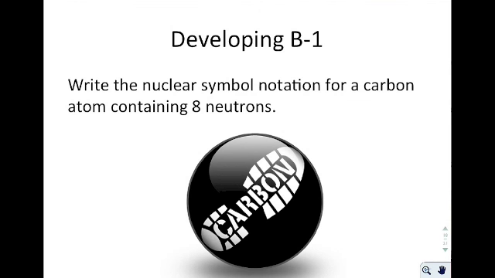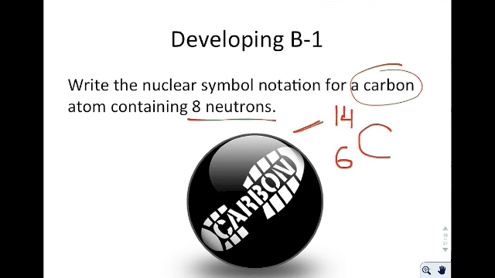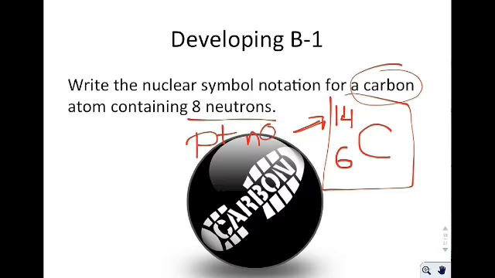Next, we have developing B1. It says, write the nuclear symbol notation for a carbon atom containing 8 neutrons. So the fact that it's a carbon atom lets me know that it's going to be a C. I also know that there's going to be a 6 right there, because that's the number of protons. Okay? The fact that it has 8 neutrons lets me know that this is going to be 14, because this number right here is the number of protons plus the number of neutrons. And finally, there is no reference to the number of electrons here, so I'm going to assume that protons equals electrons, so that is the nuclear symbol notation.